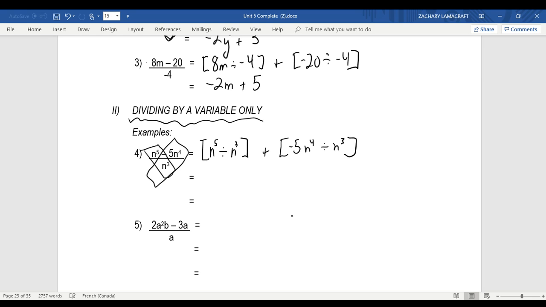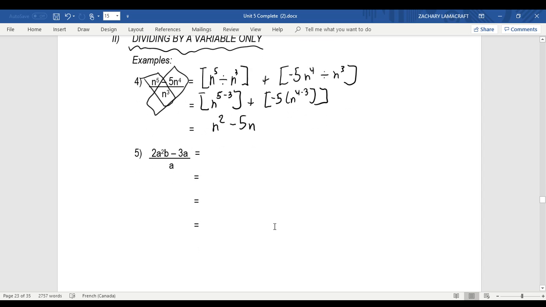What we mean by that is, this first bracket would just be n to the 5 minus 3. And the second one would just be negative 5 by itself, and then you'd have n to the 4 minus 3. So n to the 5 minus 3 would be n squared. And then you'd have negative 5n, 4 minus 3 being 1, giving us that answer.